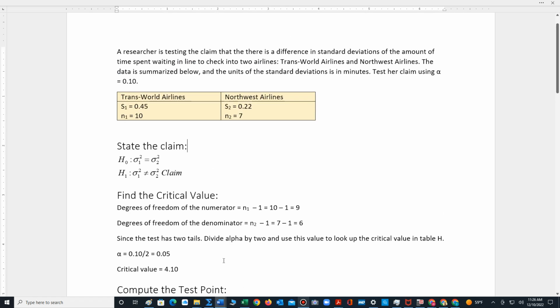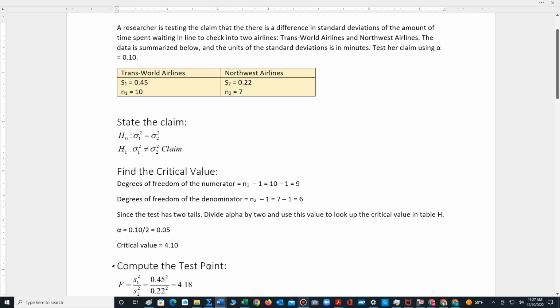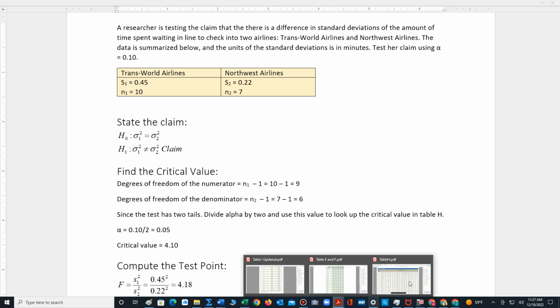Now, since the test has two tails because of the not equal to sign, we don't use the left critical values. The table that we're working with does not supply those values. So what we do is we divide alpha by 2 only for a two-tailed test, and then we use this value to look up the critical value in table H. Alpha is 0.10, so 0.10 divided by 2 is 0.05. So we now turn to table H.